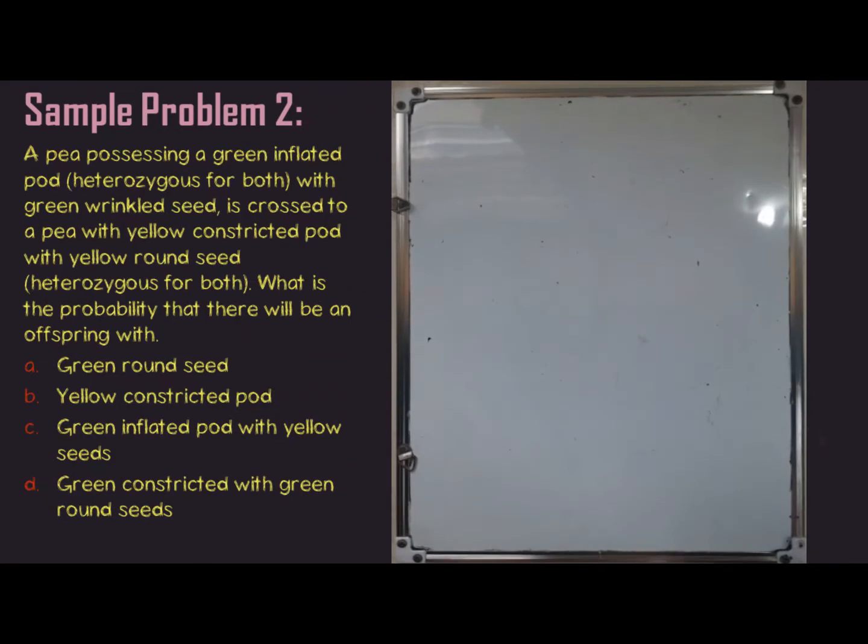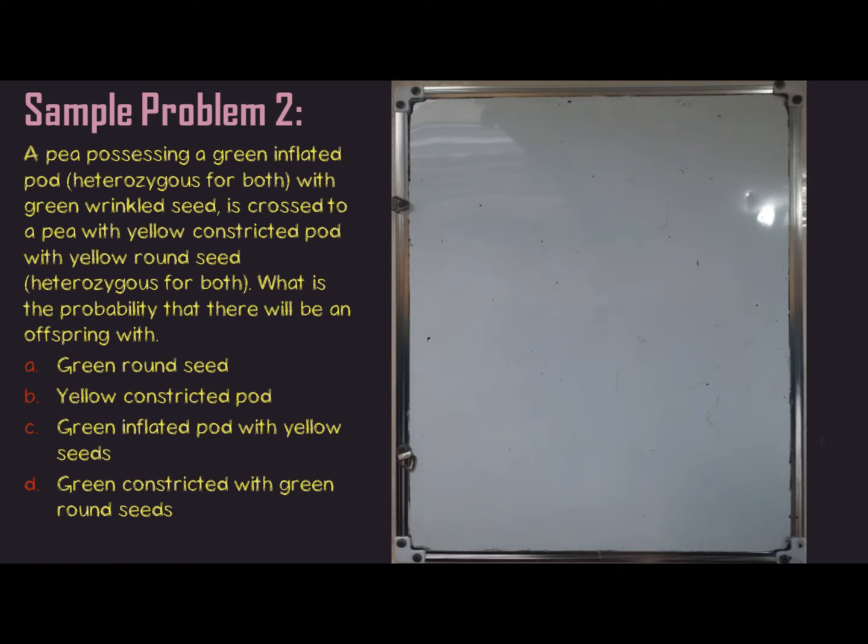Okay, so now let's proceed with the problem number 2. According to problem number 2, it states that a pea possessing a green inflated pod, which is heterozygous for both, with green wrinkled seed is crossed to a pea with yellow constricted pod with yellow round seed, which is heterozygous for both. What is the probability that there will be an offspring with A. Green round seed, B. Yellow constricted pod, C. Green inflated pod with yellow seeds, and D. Green constricted with green round seeds?